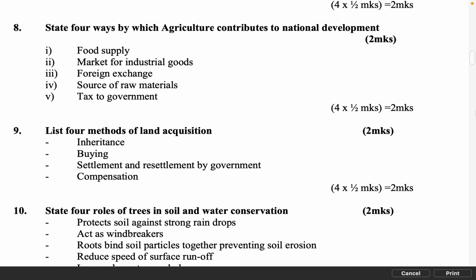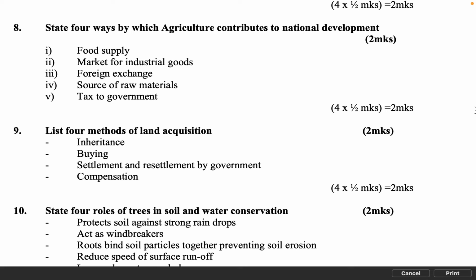8. State 4 ways by which agriculture contributes to national development. 2 MKS. Food supply. Market for industrial goods. Foreign exchange. Source of raw materials. Tax to government. 4 by 1/2 MKS equals 2 MKS.